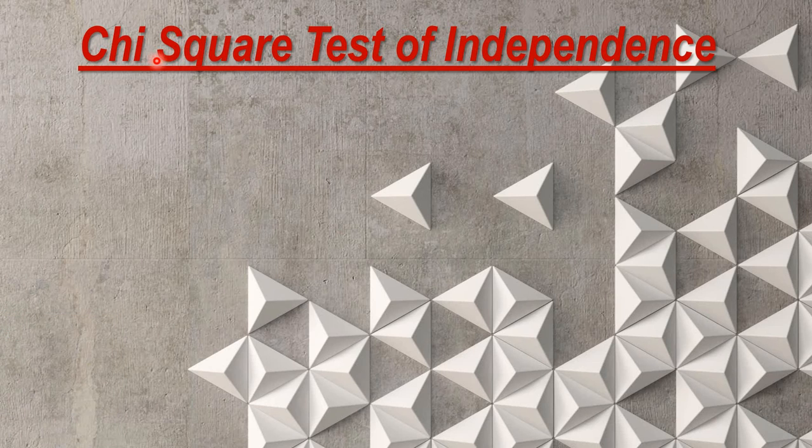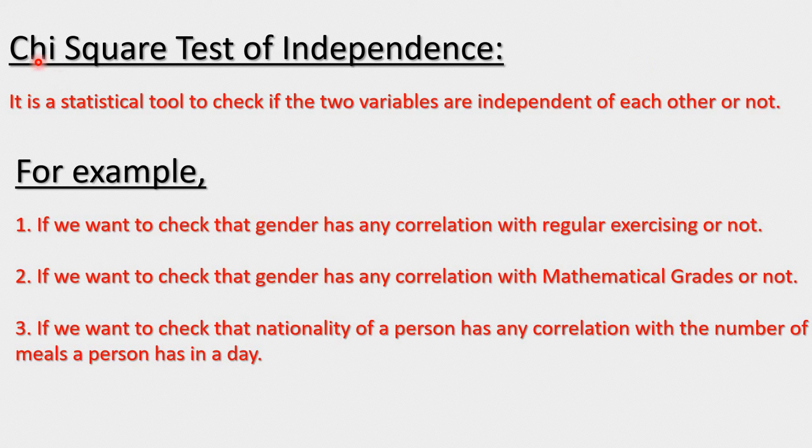Hello friends, today we'll be working on chi-square test of independence. Chi-square test of independence is a statistical tool to check if the two variables are independent of each other or not.